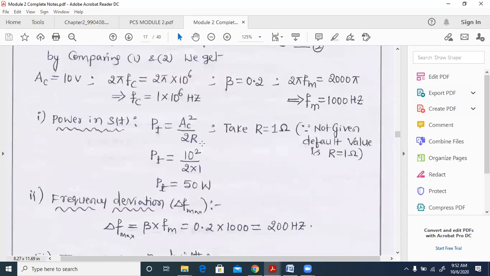Frequency deviation you can find by writing beta FM. Beta is given there, 0.2. FM is 1000 hertz, and therefore the frequency deviation will be 200 hertz.